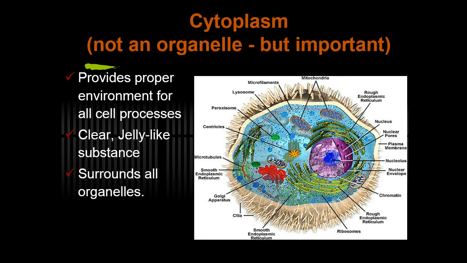What it does is provide the proper environment for all of the chemical reactions that have to happen in a cell. If a cell was filled with air, the chemical reactions would not be able to happen. So instead it's filled with this cytoplasm. In a cell city, think of the cytoplasm as the environment, like the air or the water or the soil.